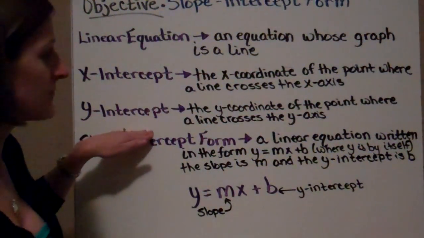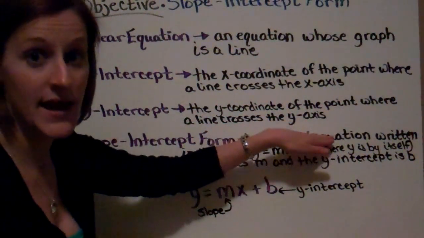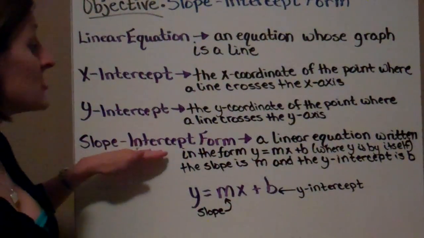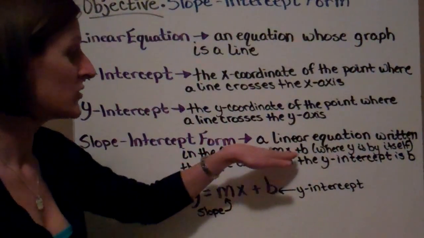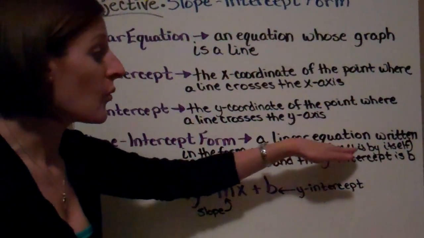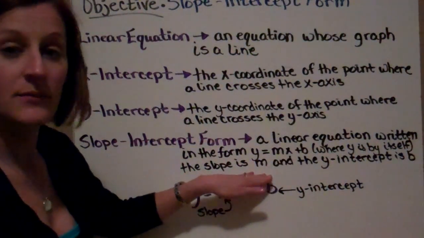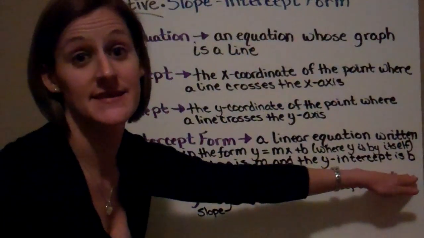The y-intercept is the y-coordinate of the point where a line crosses the y-axis. That one's vertical. Alright, so slope-intercept form is a linear equation written in the form y equals mx plus b, where y is by itself. The slope is going to be m, and the y-intercept, where it crosses the y-axis, is b.